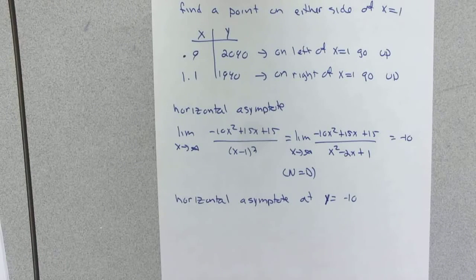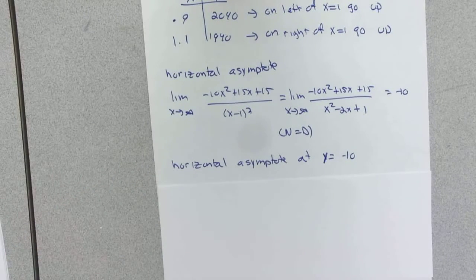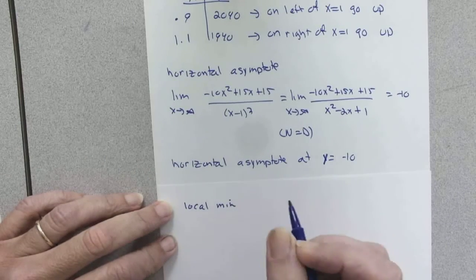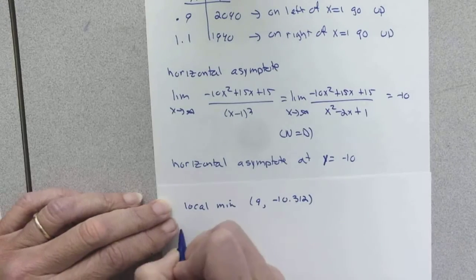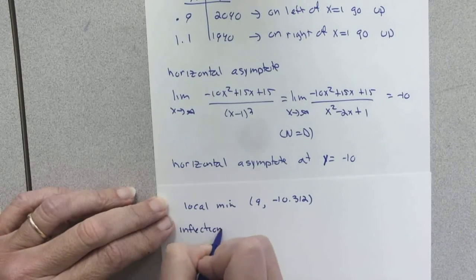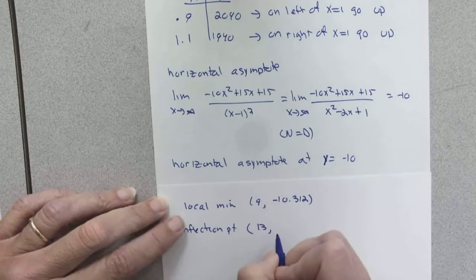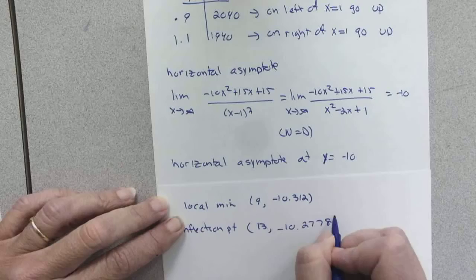But again, we think before we graph. So we're just going to do this on another piece of paper. The things I have found. We have found that there's a local min at 9, negative 10.312. There's an inflection point at 13, negative 10.2778.